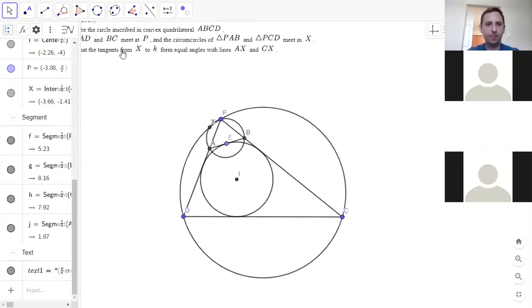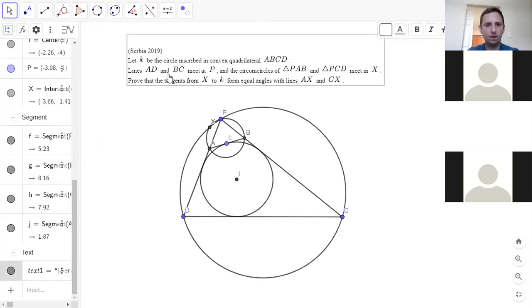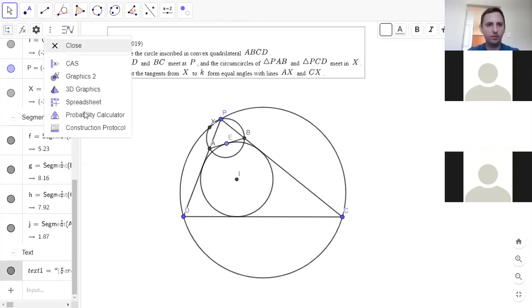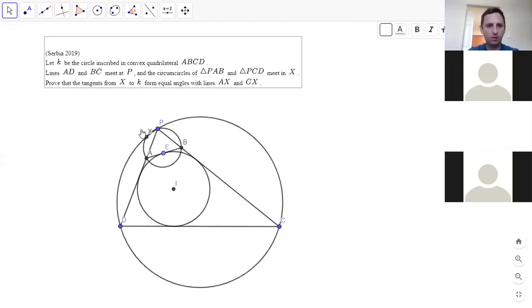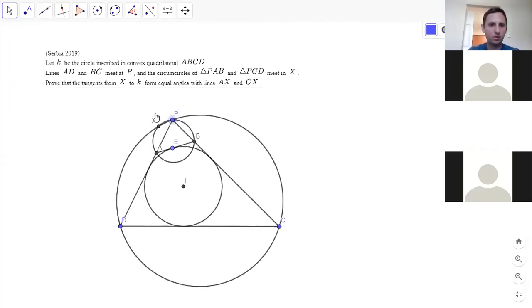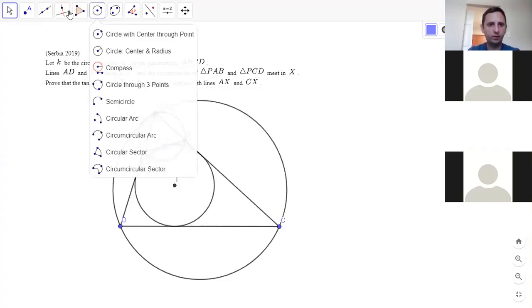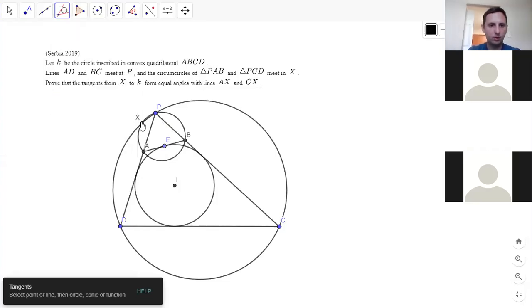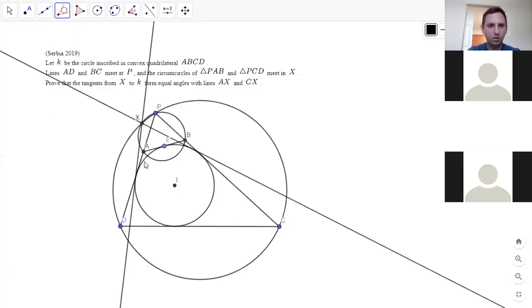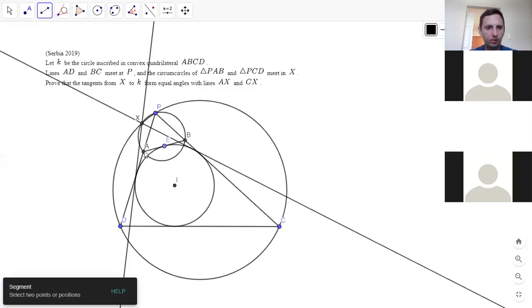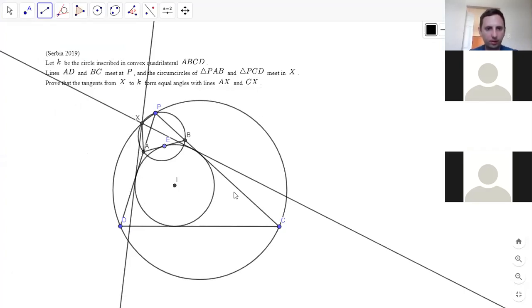So basically, I don't think I'm going to need this algebra anymore. Let's draw tangents. So it says, prove that those two tangents make equal angles with AX and CX. So what is that? How would I write that out? So AX. Okay, we want to show those two angles are equal.